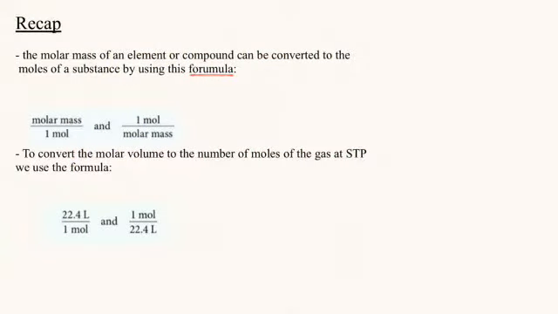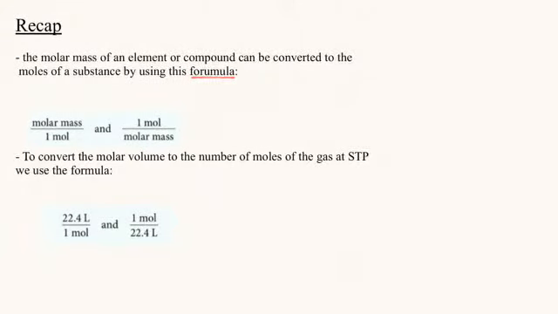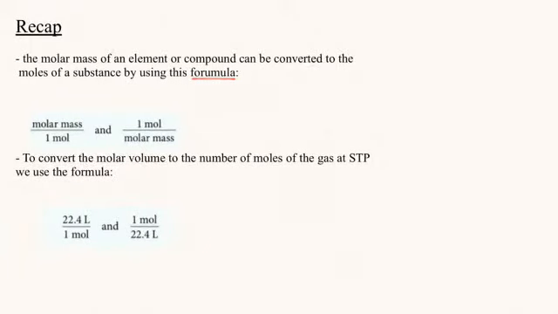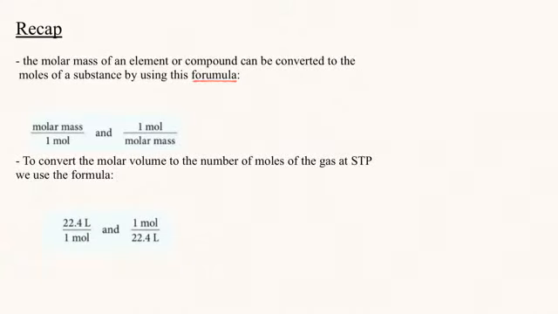Molar volume is used to convert between the number of moles of gas and the volume of gas at standard temperature and pressure. In conclusion, the molar mass of an element or compound can be converted to the moles of a substance by using this formula: molar mass over 1 mole and 1 mole over molar mass. To convert the molar volume to the number of moles of a gas at STP, we use the formula 22.4 liters over 1 mole and 1 mole over 22.4 liters.